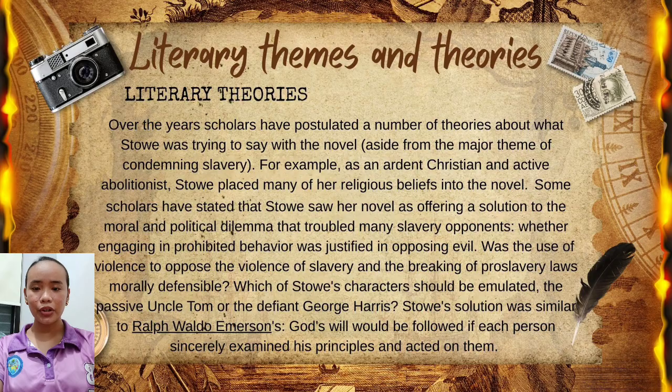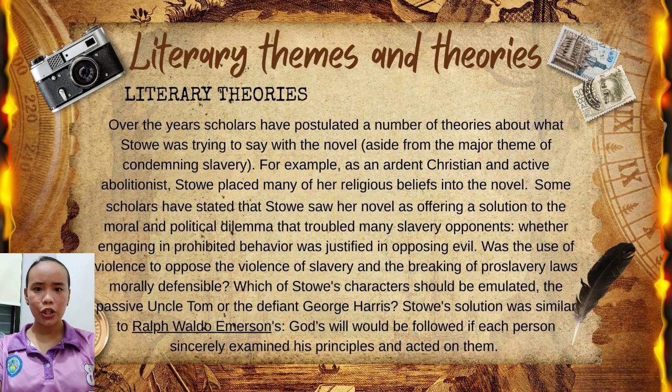And next is the literary theories. Over the years, scholars have postulated a number of theories about what Stowe was trying to say with the novel, aside from the major theme of condemning slavery. For example, as an ardent Christian and active abolitionist, Stowe placed many of her religious beliefs into the novel. Some scholars have stated that Stowe saw her novel as offering a solution to the moral and political dilemma that troubled many slavery opponents: whether engaging in prohibited behavior was justified in opposing evil. Was the use of violence to oppose the violence of slavery and the breaking of pro-slavery laws morally defensible?